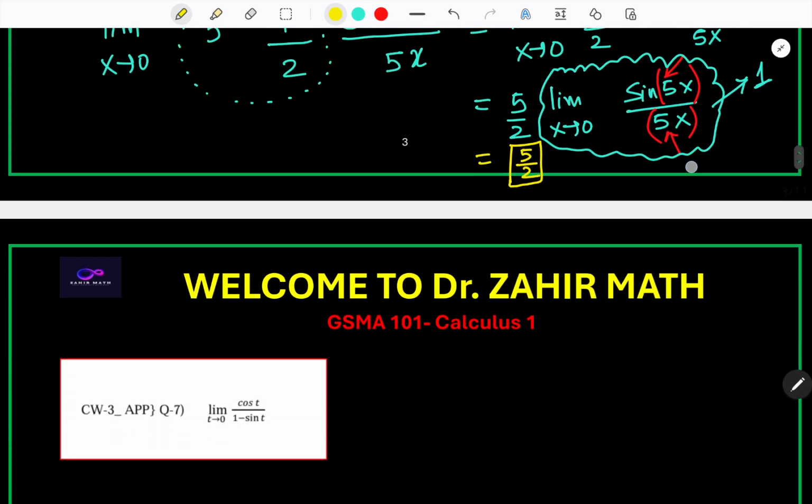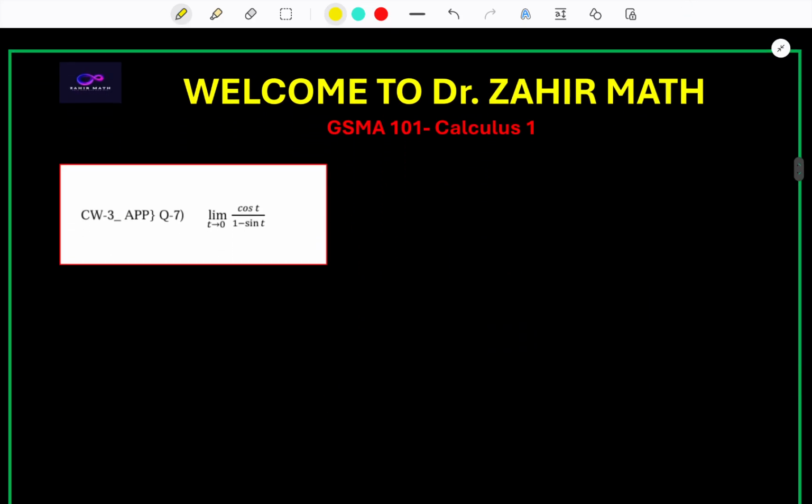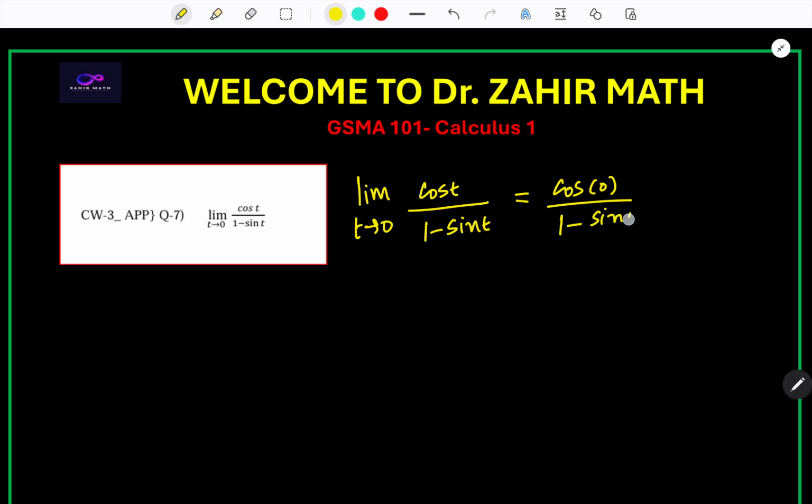Let's go to the next question. The next question is limit t tends to 0 cosine t divided by 1 minus sine t. Teacher, is there any rule here? You said cosine, nothing. But you said sine by something, and that is sine x by x and x by sine x. Okay, let's try to substitute this one directly. So I'll put in the calculator cosine 0 divided by 1 minus sine 0. Cosine 0 in the calculator is 1, and 1 minus sine 0 in the calculator is 0.